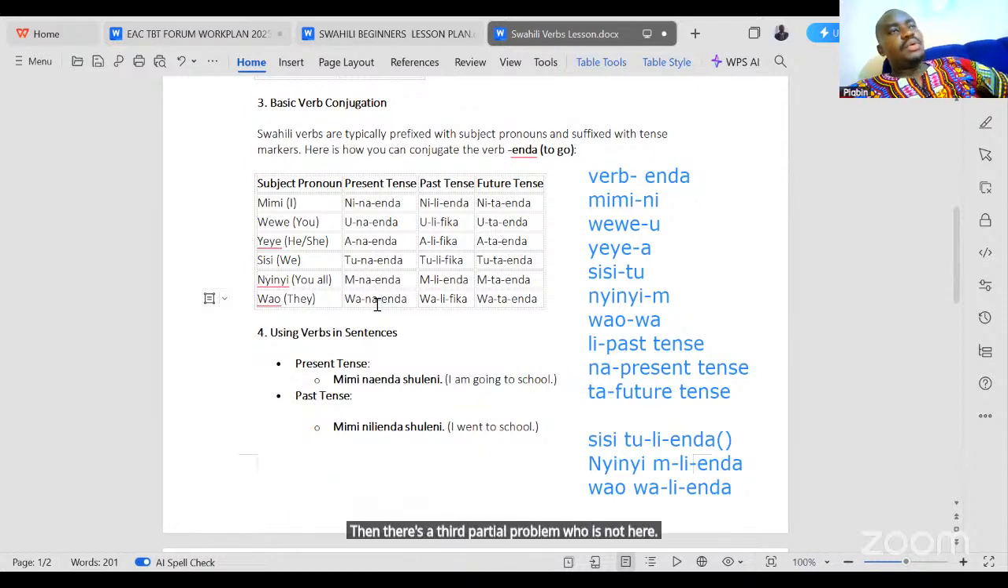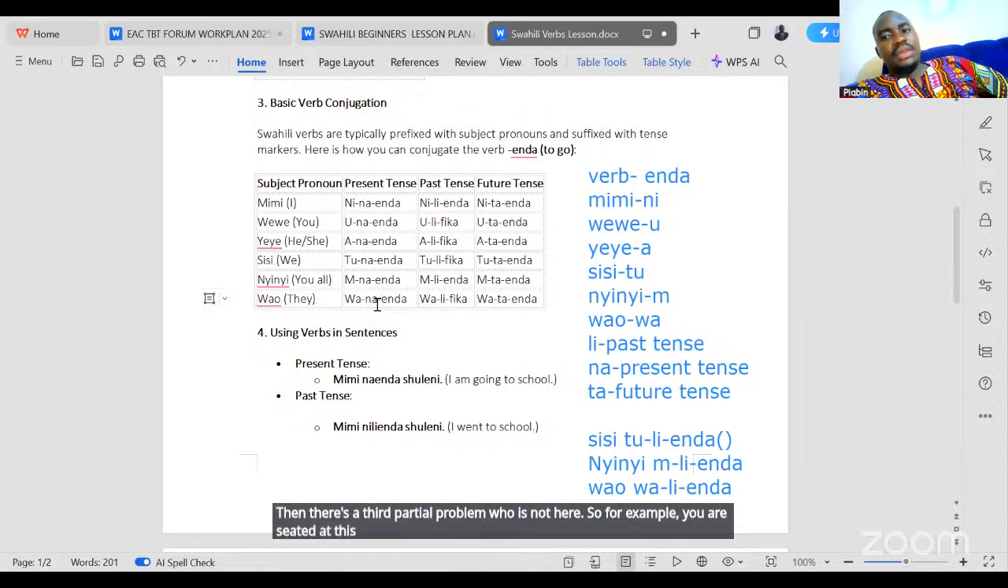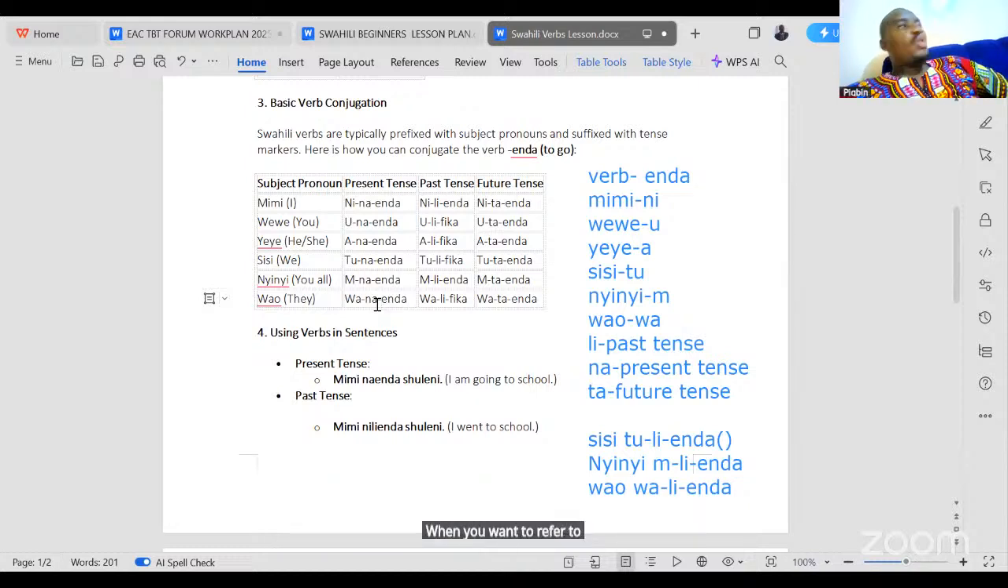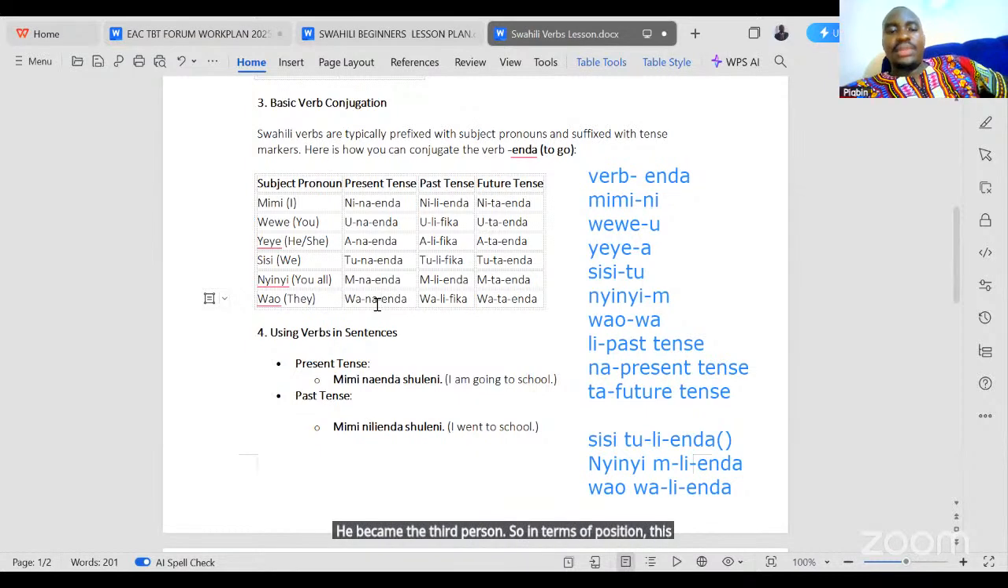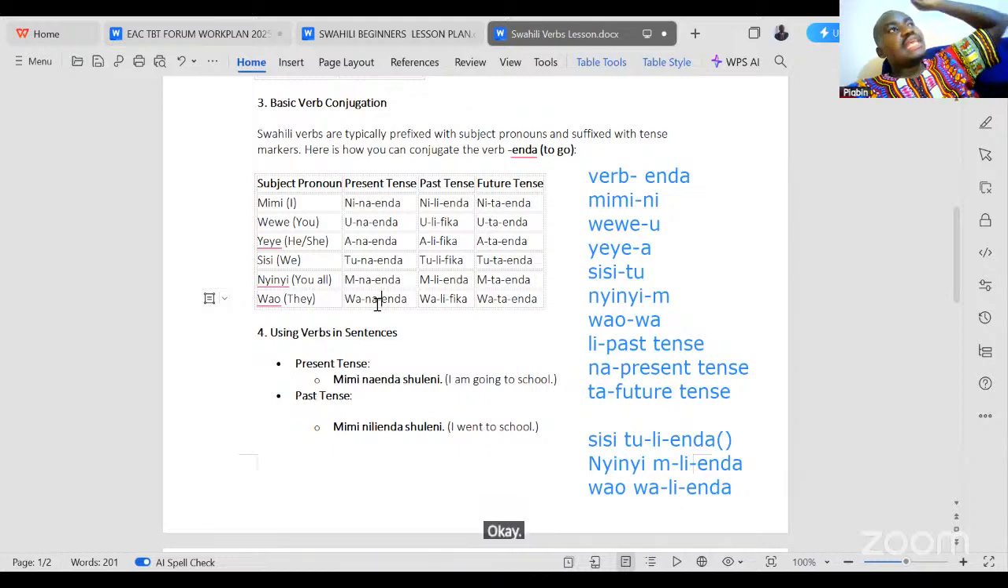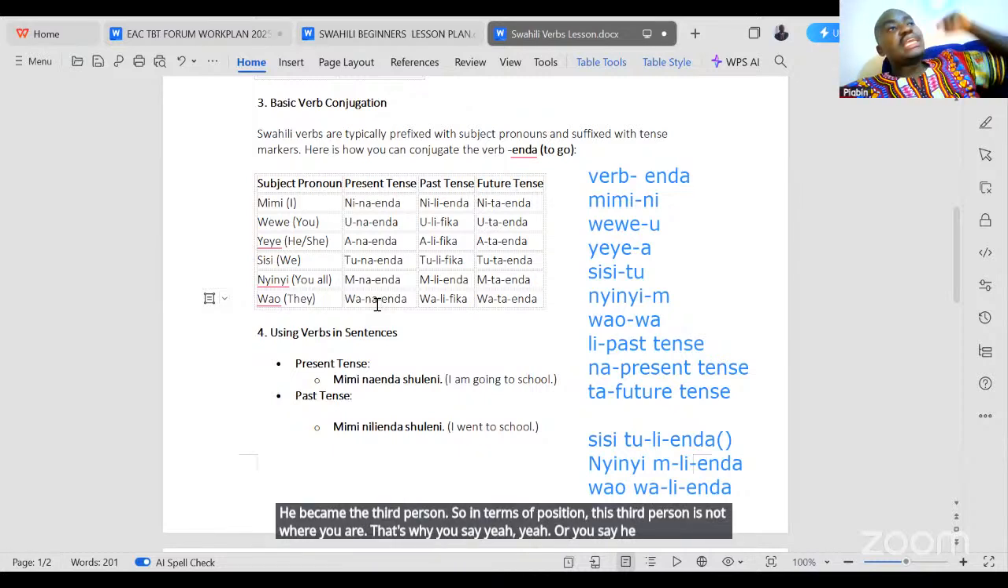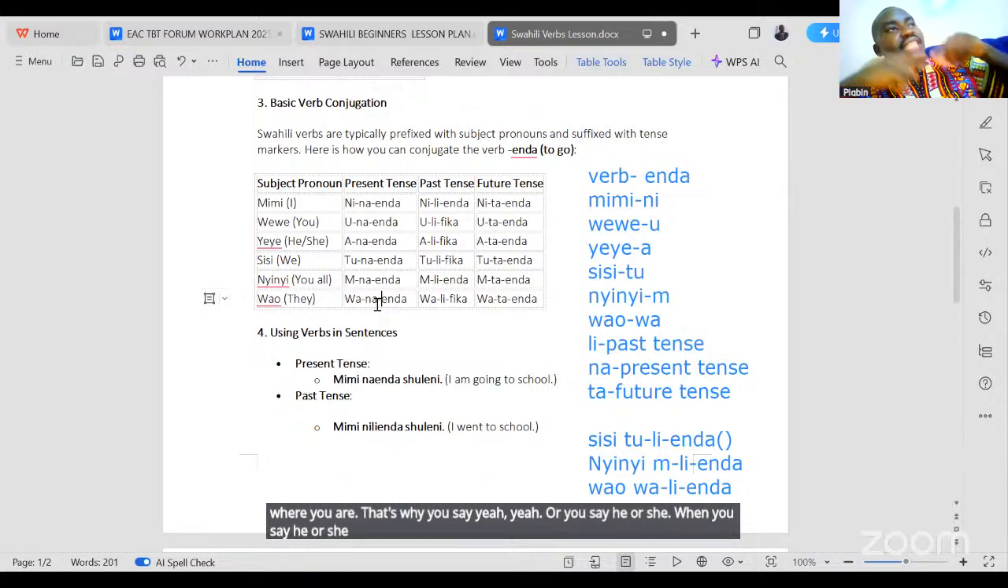Then there's a third person pronoun who is not here. So for example, you are seated at this seat and your younger sister is at the far end of the seat. Then you want to refer to your mother or your brother who is not in the room. He becomes the third person. So in terms of position, this third person is not where you are. That's why you say yeye, or you say he or she. When you say he or she, it means you are telling the second person about the third person.